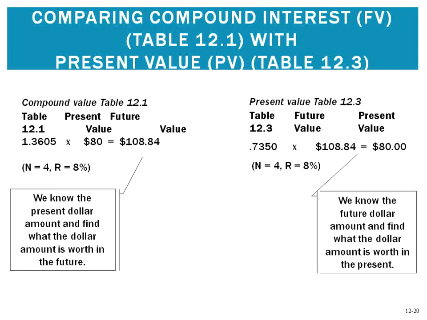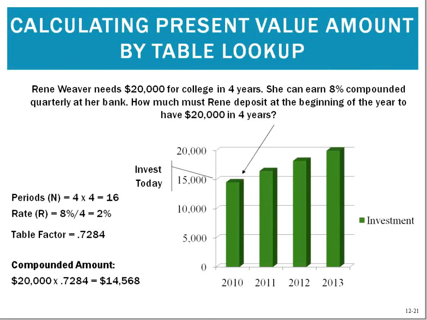Okay? So in the compound value table, we know the present dollar, and we want to find what the dollar amount is in the future. But in the present value table 12.3, we know the future value, and we want to find what is the dollar amount in the present.